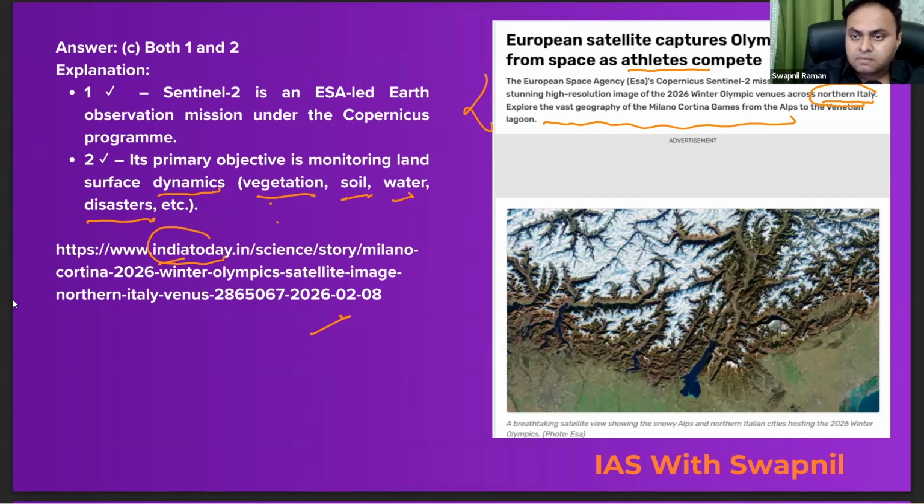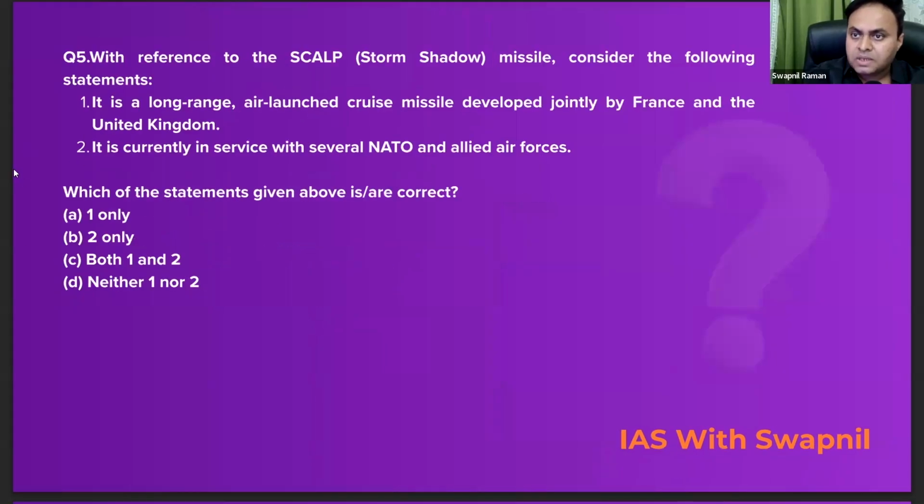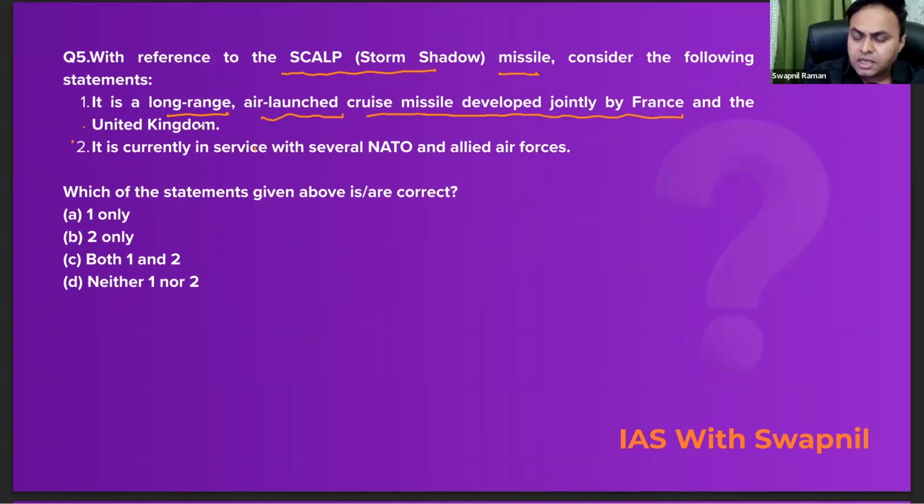Chaliye, now let's move on to the next question. So look at the question number 5. With reference to the Scalp Storm Shadow missile, consider the following statements. The first statement says, it is a long-range, air-launched cruise missile developed jointly by France and UK. Absolutely correct. The second statement says, it is currently in service with several NATO and the Allied Air Forces. Again, correct. Which of these statements given above is or are correct? So both these statements are correct here. So C for Calcutta would be the correct answer.